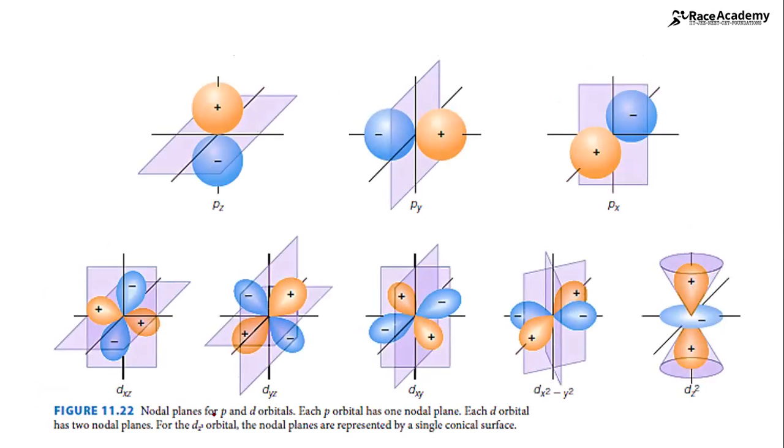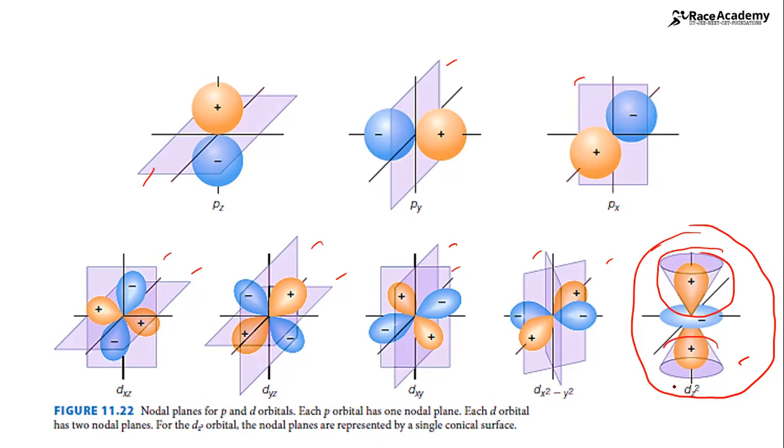And this other one shows the nodal planes of the p and d orbitals. Each p orbital has one nodal plane and each d orbital has two nodal planes, as shown here. This is the nodal plane, and here there are two for the d orbitals. For dz square, this is quite a different case: the nodal planes are represented by a single conical surface. This is a conical surface. This is one and this is one.